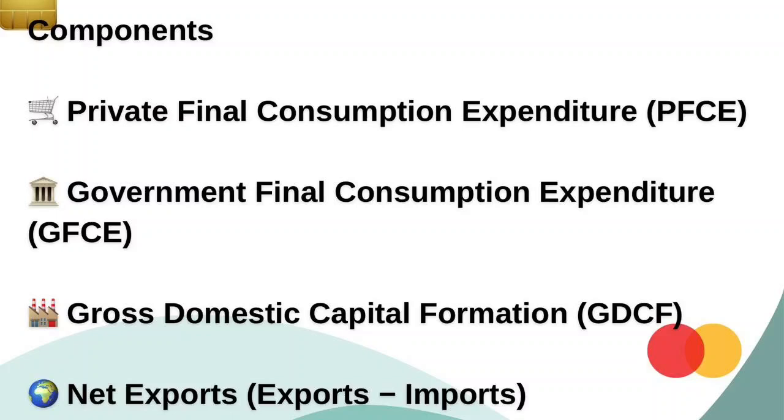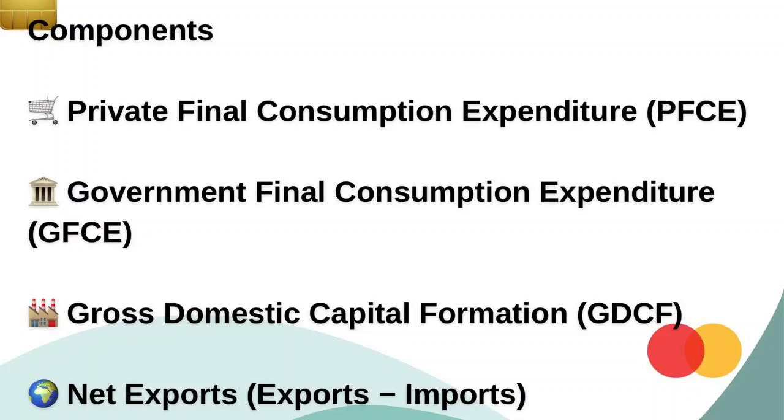Fourth, net export. This is calculated as exports minus imports. Suppose India exports goods worth 500 crores and imports goods worth 350 crore. Net export is 150 crore, that is subtraction of export and import. If imports are greater than exports, then net exports become negative.